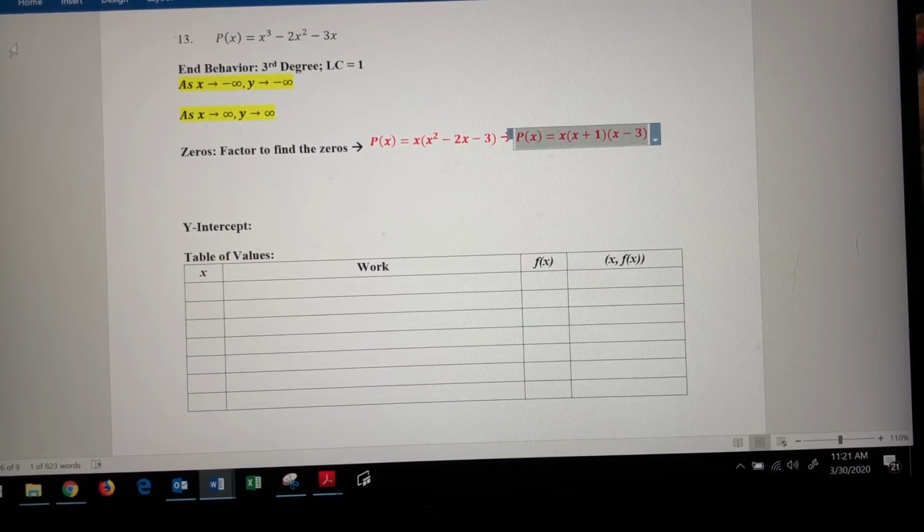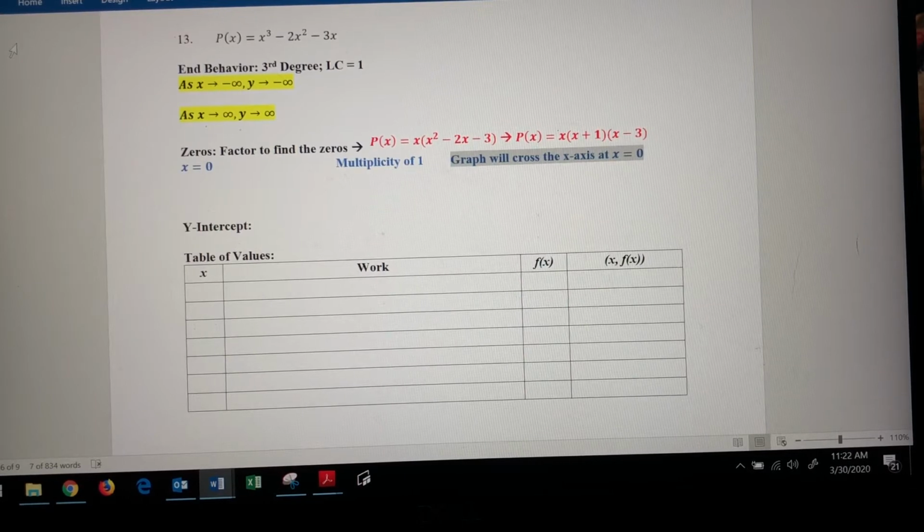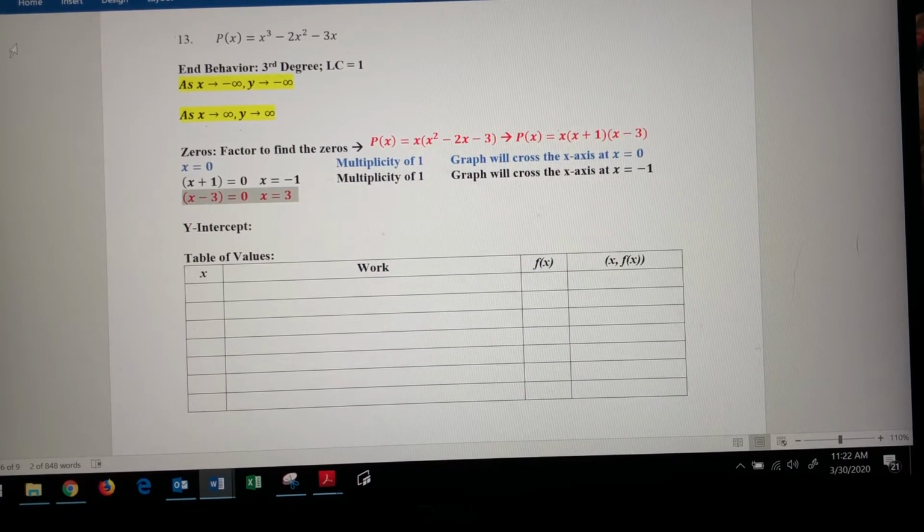So the first factor, x, we set equal to 0. That's going to be one of our x-intercepts, x equals 0. It has a multiplicity of 1, so we're going to cross the x-axis at that zero. Second factor, x plus 1, set it equal to 0. You solve, you get -1. That's again a multiplicity of 1, and the graph is going to cross the x-axis at that intercept. Third factor, x minus 3, set it equal to 0, so x equals 3. The factor occurs once, so it has a multiplicity of 1. Odd multiplicity means the graph crosses the x-axis at that location. So our three x-intercepts all have a multiplicity of 1.